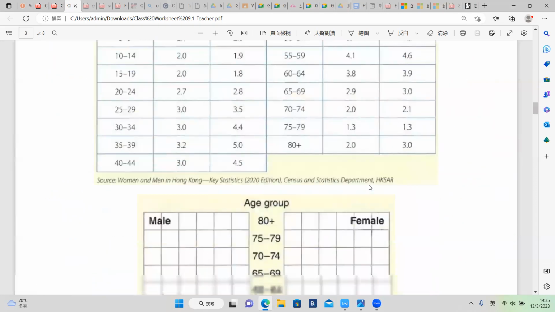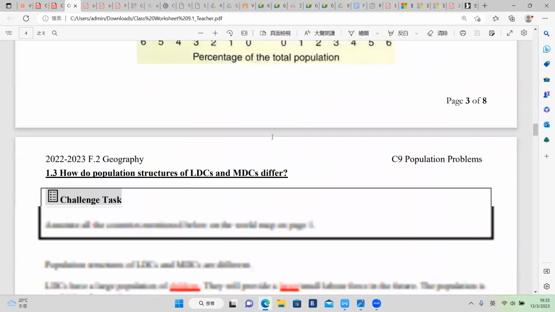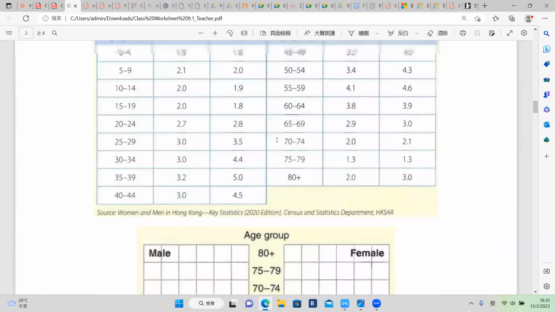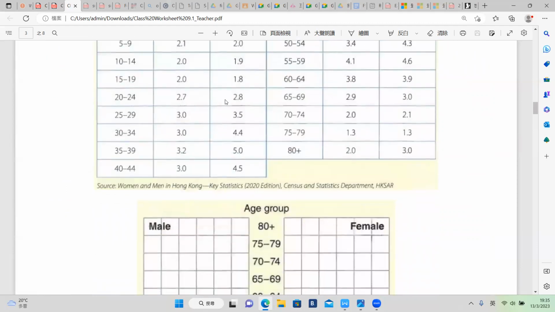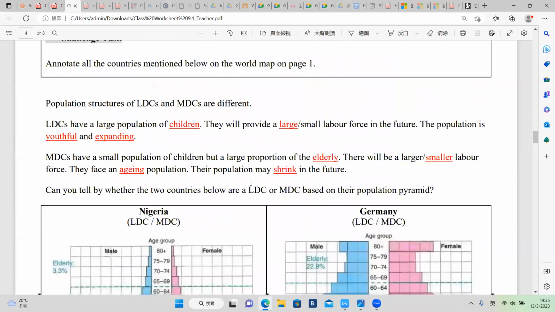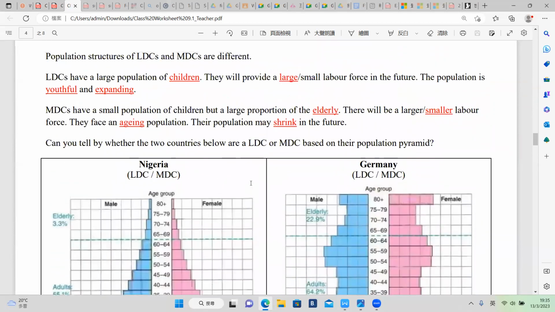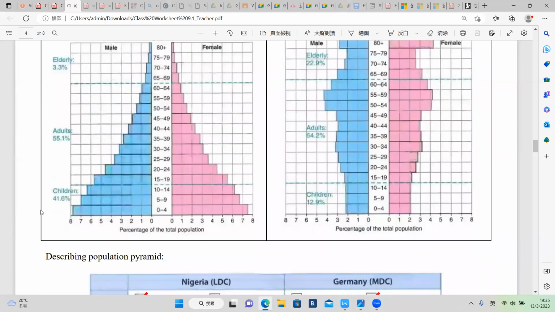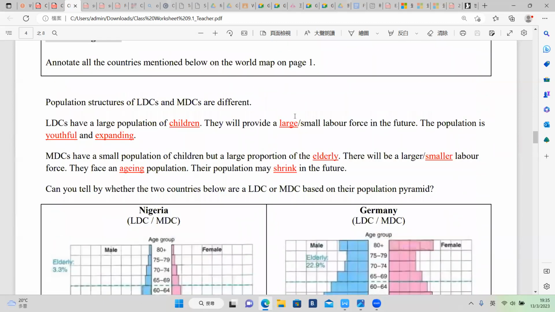Then how to draw a population pyramid? Right here I would like to skip this, because it is just about putting the percentages in. Then, what is the difference between LDC and MDC? LDC has a large population of children because the birth rate is high, and it may provide a large labor force in the future. The population is youthful and expanding, just like India.